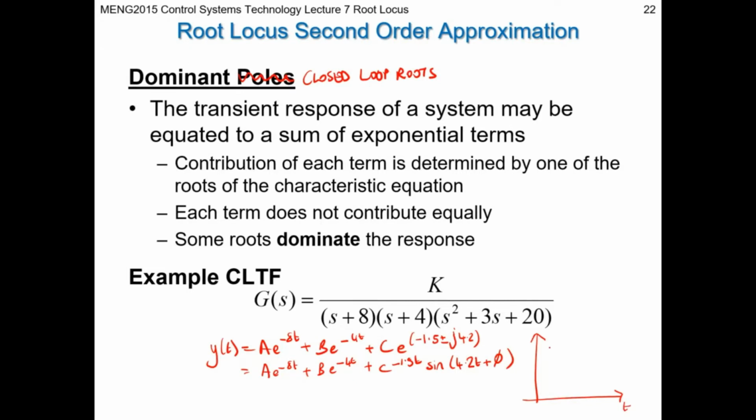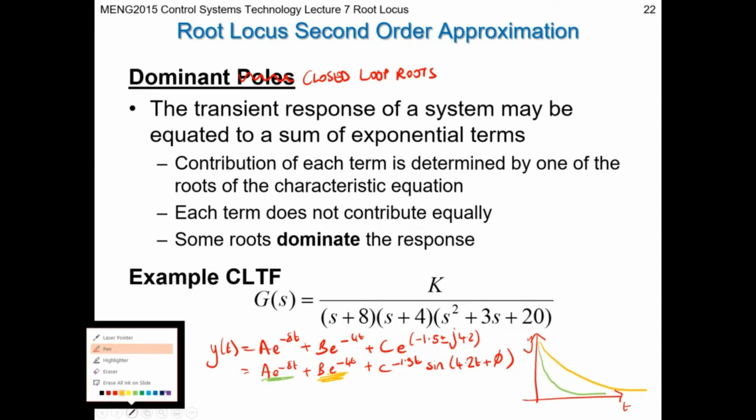You can plot the output y against t, and the first one, so I'm doing a light green, is going to decay very quickly because it has a high exponential power of minus 8t. So this one's going to come down like this, right? The next one, so I'm going to do in orange, it's got minus 4t, so that one's going to come more like this. It's going to decay a lot more slowly. This one has minus 1.5t, but it's sinusoidal. So this one we're going to do in purple.